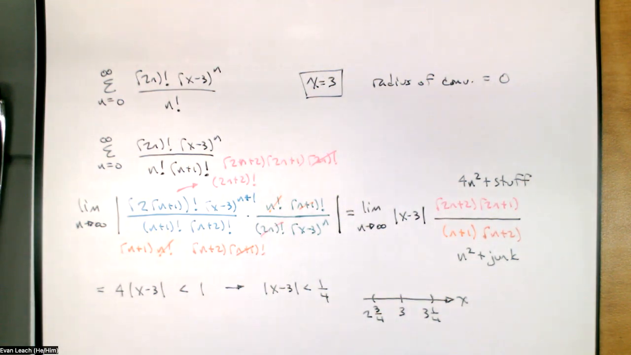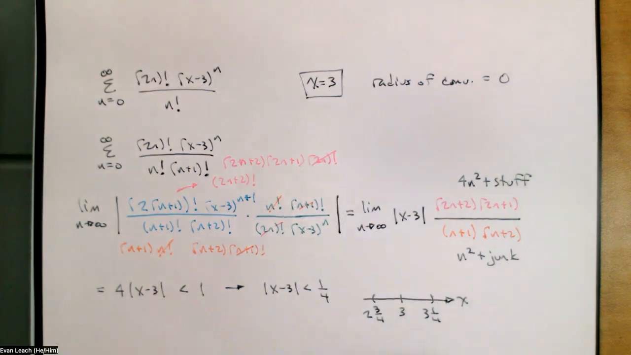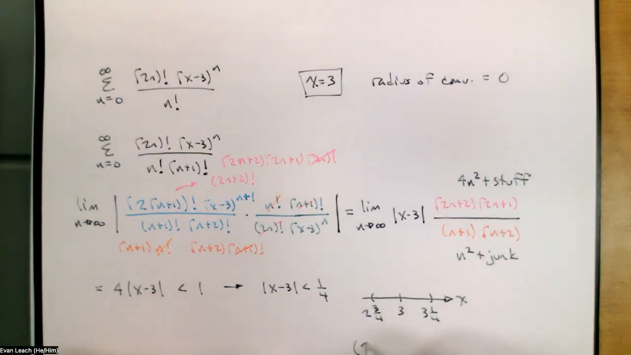Since the only thing going on in this example are these factorials, the ratio test says we don't know what's going on at the endpoints. At the endpoint, one endpoint is 1 to the n. At the other endpoint is (-1) to the n. Both diverge. So our interval of convergence is 2 3/4 to 3 1/4.